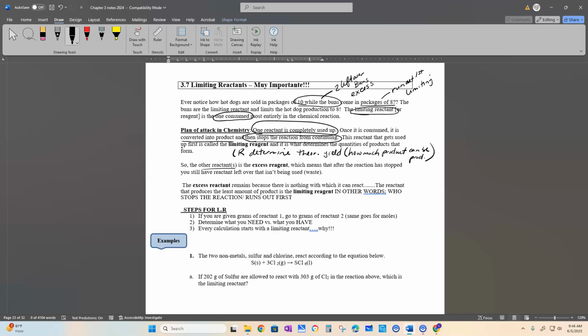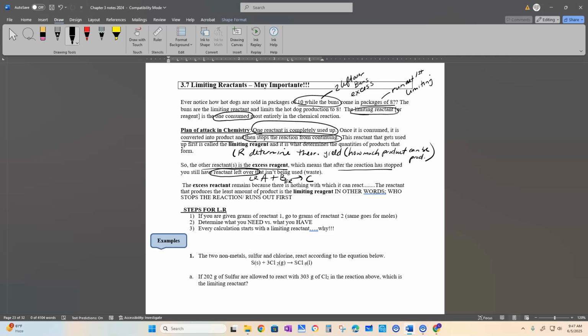The other reactant is your excess. So if you have an A and B scenario making C, one of them has to be your limiting, and the other reactant has to be your excess. And C, your product, just means however much you can produce. With your excess, after the reaction has stopped, you actually have leftover.